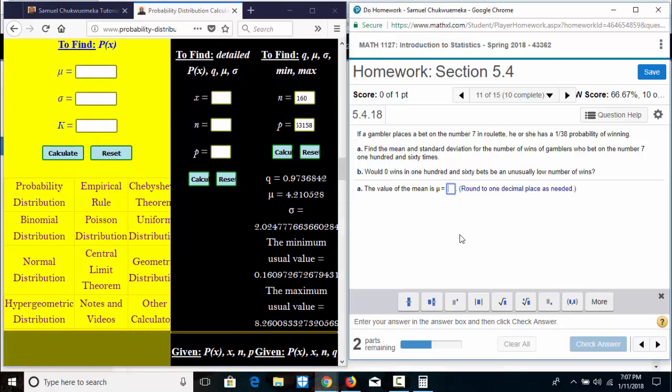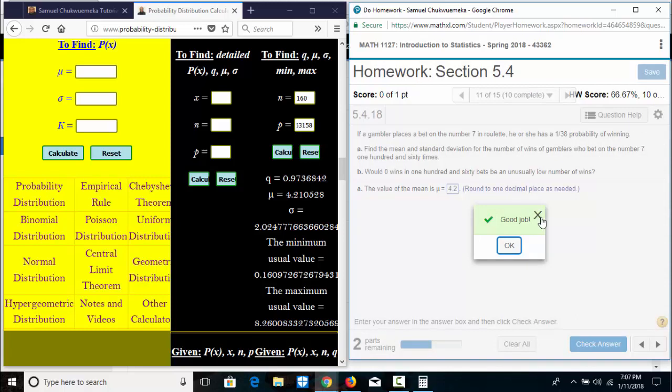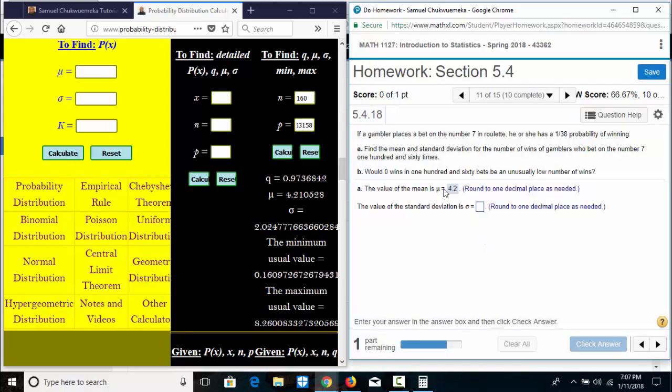Our mean here to 1 decimal place is 4.2. Now, actually, you want to always round to a higher number of decimal places before the final answer. The best advice is do not round. But if you must round, round to at least 5 decimal places, more than 5 or 6 or 7 decimal places, more than the number of decimal places for the final answer rounding.